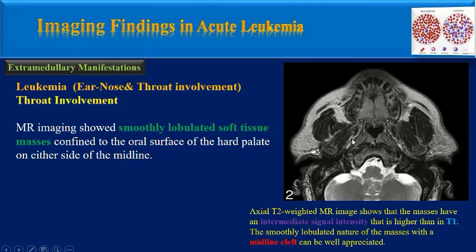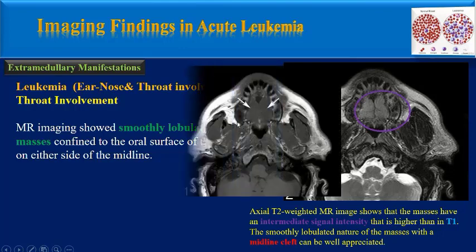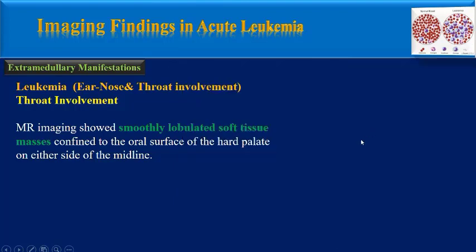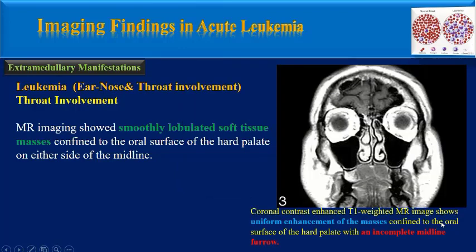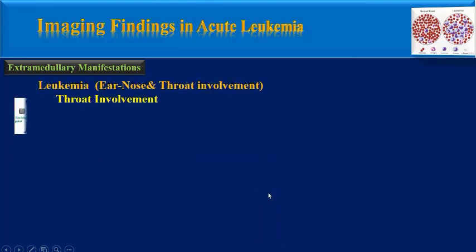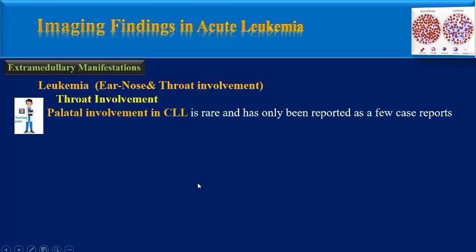This axial T2 image shows the masses have an intermediate signal intensity that is higher than in T1. The smoothly lobulated nature of the masses with a midline cleft can be well appreciated. This post-gad T1 shows uniform enhancement of the masses confined to the oral surface of the hard palate with an incomplete midline furrow. Now, teaching point about palatal involvement.